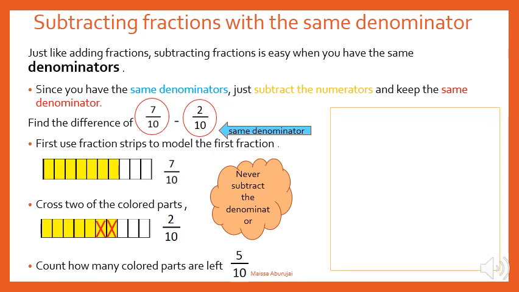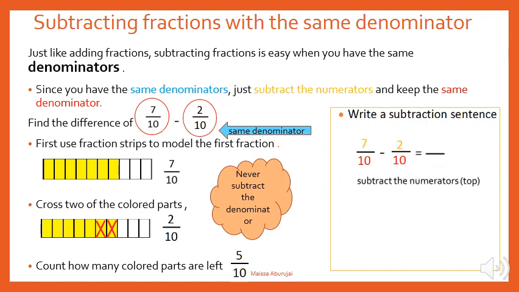The other way is by writing the subtraction sentence. Directly we write 7/10 minus 2/10 equals 7 minus 2. Here subtract the numerators only. 7 minus 2 equals 5. And for the denominator we will keep it the same. It's 10.